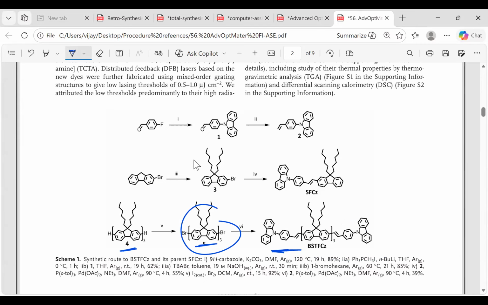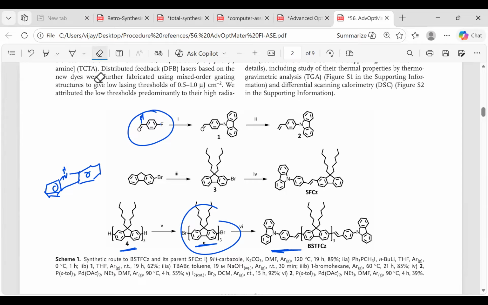To get this one, initially we have the starting material. This is the aldehyde. We treated this aldehyde, this aryl fluoride, with the carbazole. As I have mentioned once, this is basically an aromatic nucleophilic substitution reaction. This is an example of an aromatic nucleophilic substitution reaction.